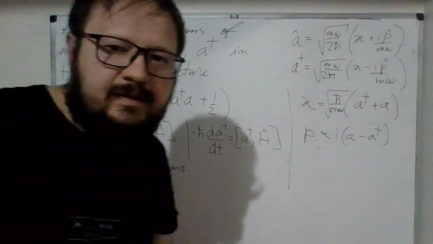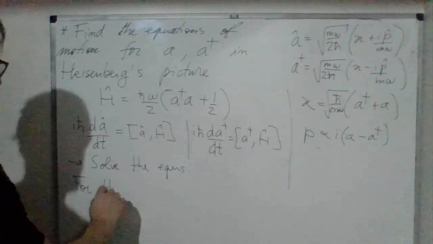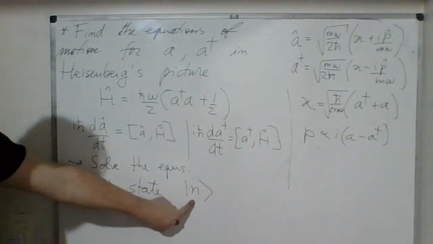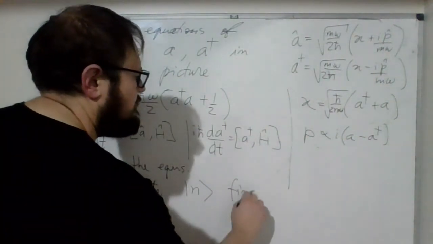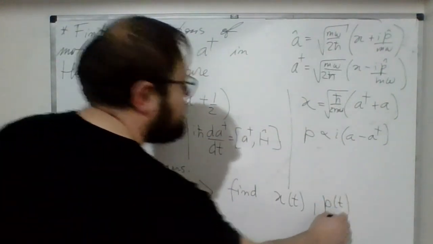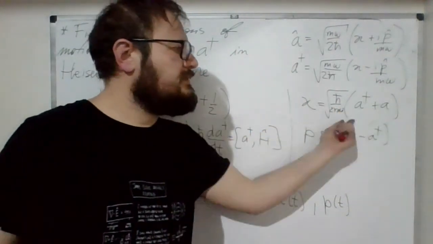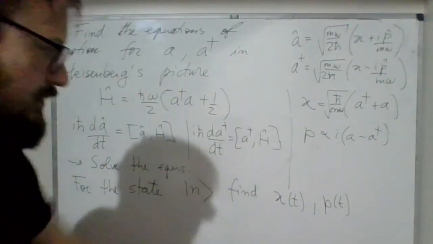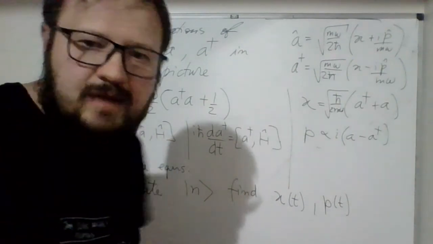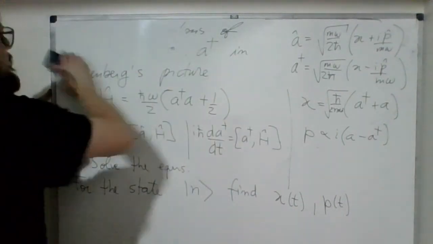And in the end, for an arbitrary state n, find x as a function of time and momentum as a function of time, because you already have these as functions of time. It's just these operators as functions of time. So you'll find out what they really look like in the Heisenberg picture.